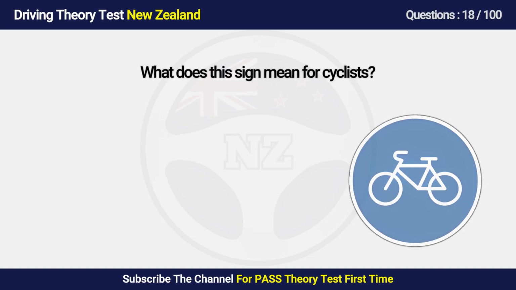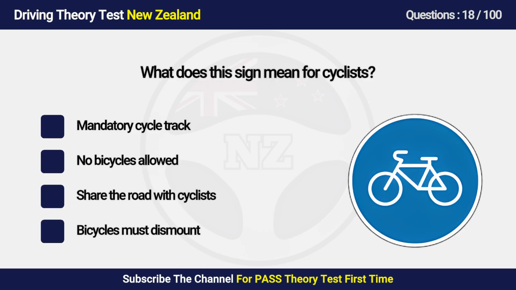Question 18. What does this sign mean for cyclists? A. Mandatory cycle track. B. No bicycles allowed. C. Share the road with cyclists. D. Must dismount.